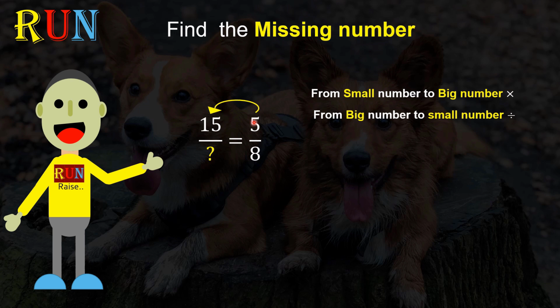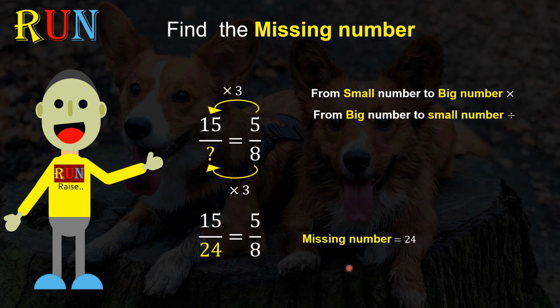This means 5 was multiplied by a certain number to get 15. How do we find that certain number again? We take the bigger number, which is 15, divided by 5, we get 3. So that means 5 multiplied by 3 equals 15. Now, if that is true, that means if we multiply 8 by that same 3, we will get the missing number. So what is 8 multiplied by 3? That's 24. And 24 is the missing number.